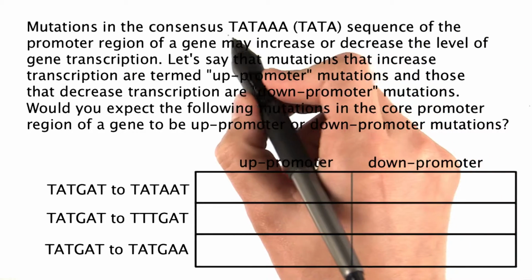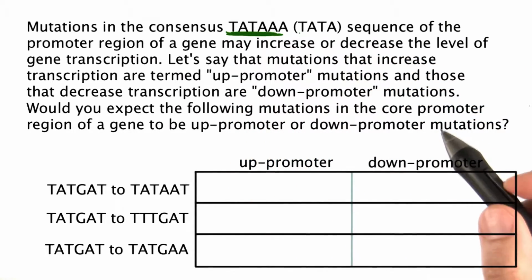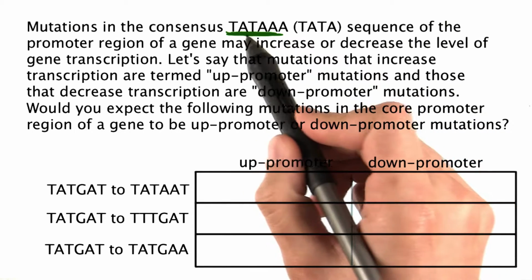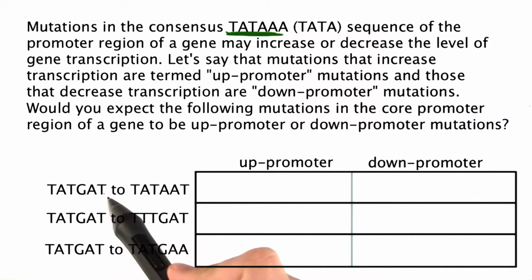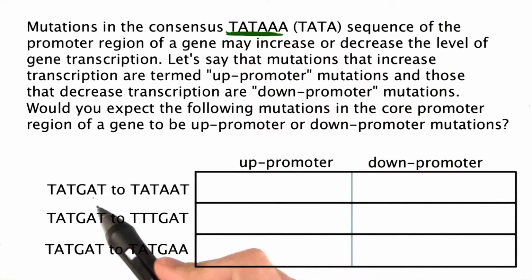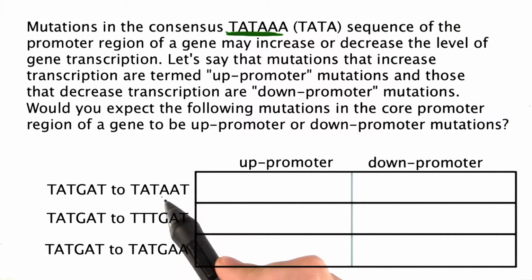All right, so let's talk more about consensus sequences, in this case, the TATA sequence, right? The ideal or consensus sequence here is TATAAA. And we've given 3 examples. In the first example, we have TATGAT. So it's not identical to the consensus sequence, but we're going to change it from the TATGAT to a TATAAT.